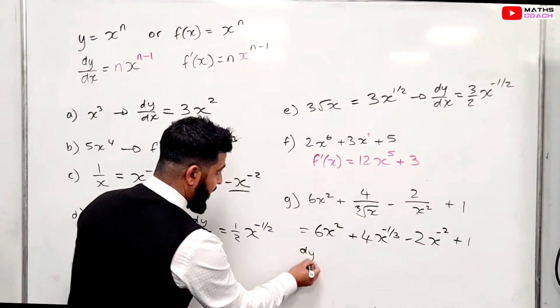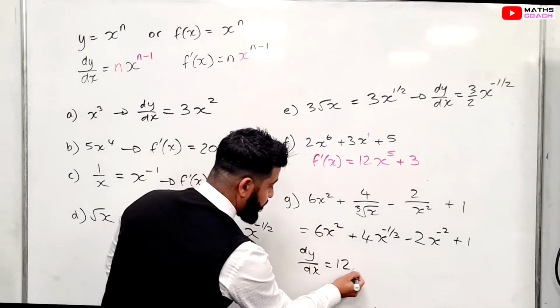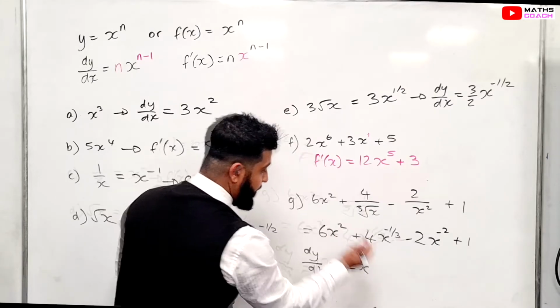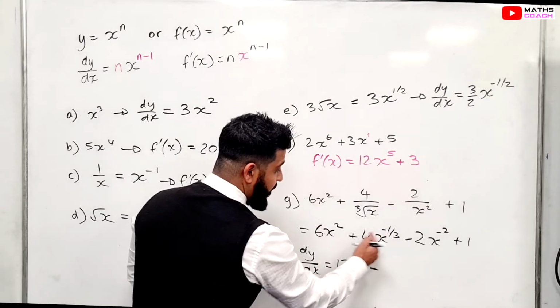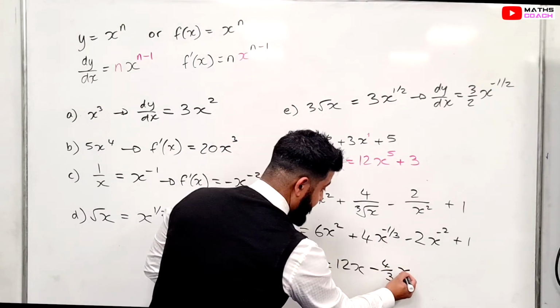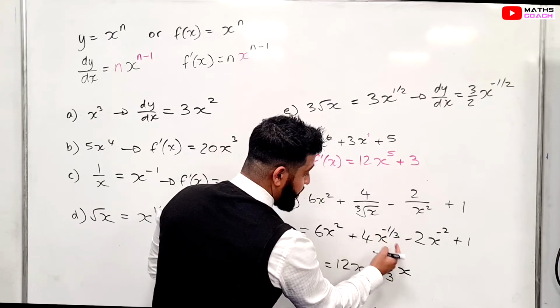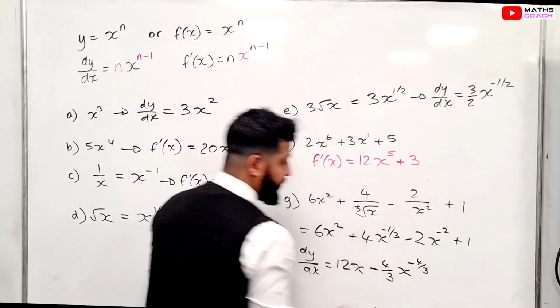So dy over dx will be, the 2 will come down here, giving you 12x to the power of 1. As for this one, the negative will come down here, making this negative overall. And the third, 1 over 3 will multiply with the 4, giving us 4 over 3 x. And again, the power, minus 1 over 3. If you take away 1 from that, you get minus 4 over 3.